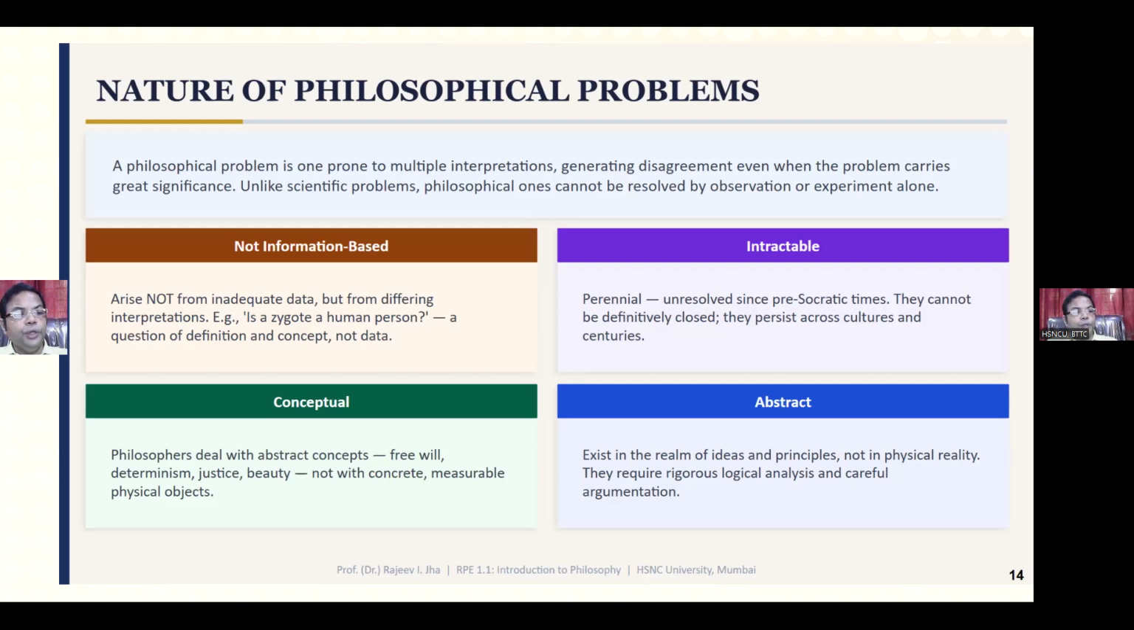If a doctor does not know a patient's blood pressure, that is an empirical gap. But the question of whether a patient has a right to refuse life-saving treatment, that is a philosophical problem. More data will not resolve it.